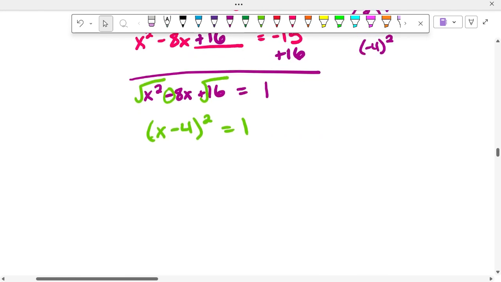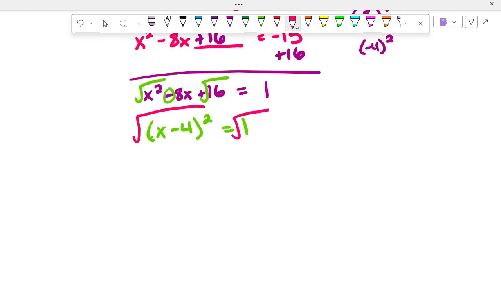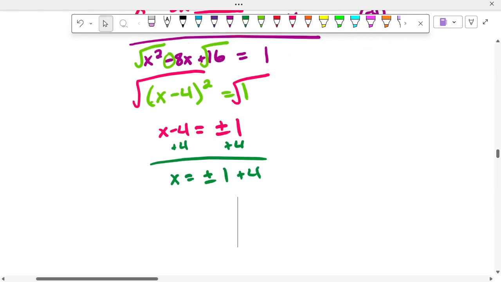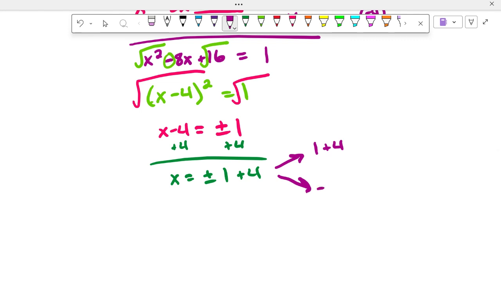Well, now we can solve that by taking a square root. What do we do? Take the square root of both sides. So I get x minus 4 is equal to plus or minus 1. Then what do? Add the 4. So this would be x is equal to plus or minus 1 plus 4. And then what's my last step? So break it apart. So we have positive 1 plus 4, negative 1 plus 4. So what are my two answers? 5 and 3. So x would equal the set of 3 and 5.